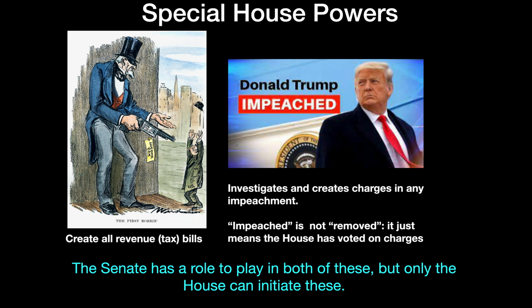And as it says here, the Senate's got a role to play in both tax bills and in impeachments, but only the House can initiate. Only the House can start those and get the ball rolling. So it doesn't matter how badly the Senate might want to impeach a president. They can't do it unless the House is the one to start the charges. And it doesn't matter how much Senator Collins may want a tax bill to get passed. She can't author one. She's got to wait for the House to do it before she will have any involvement.